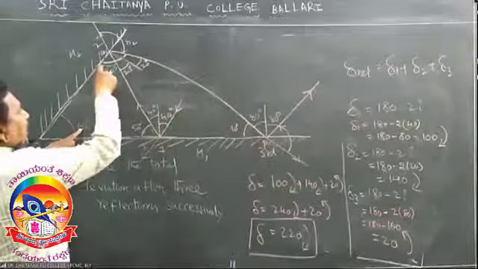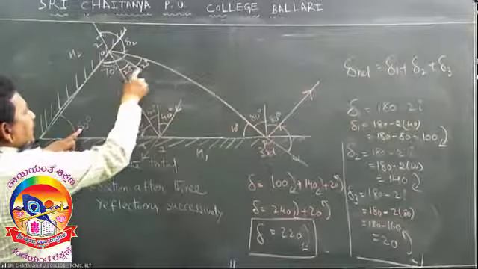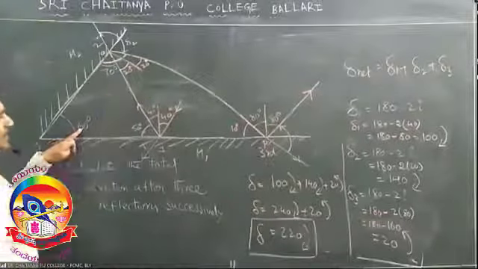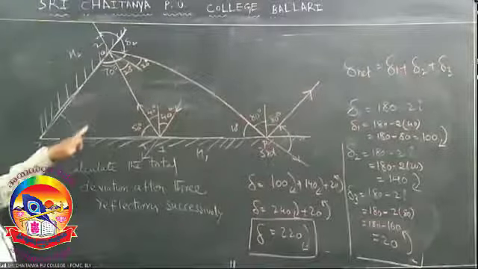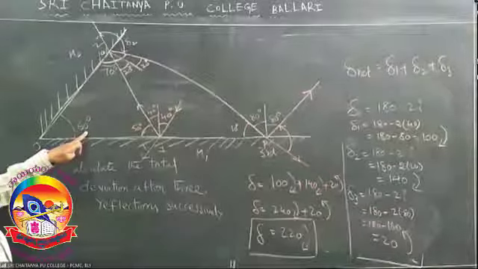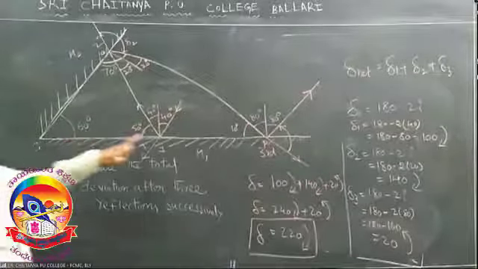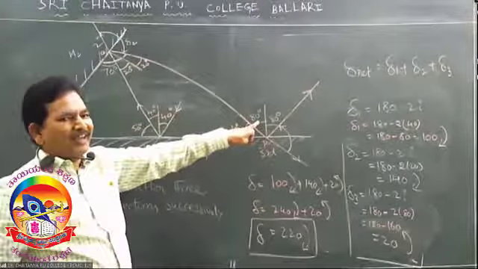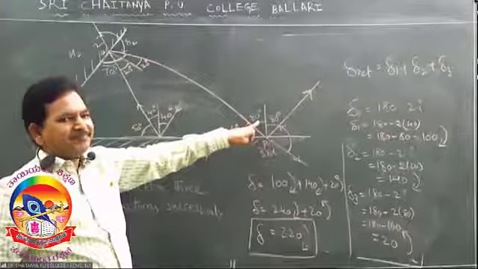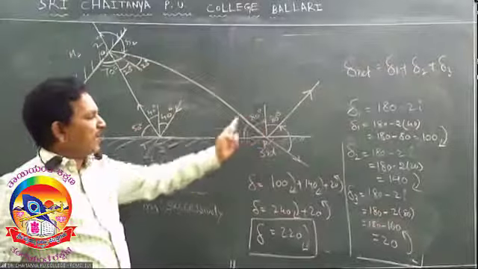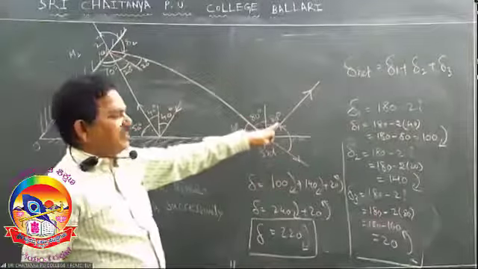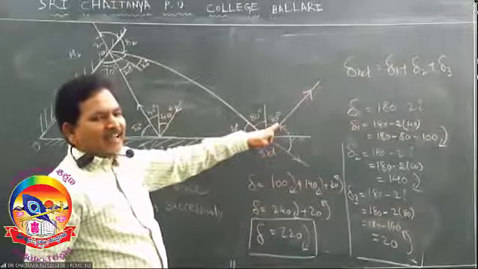What is this total angle? 70 plus 20 plus 20. 70 plus 20, 90. 90 plus 20, 110. 110 plus 60, 170. What is the remaining? 10. If this is 10, this must be equal to what? 80, because total 90. If this is 80, this is also what? 80.